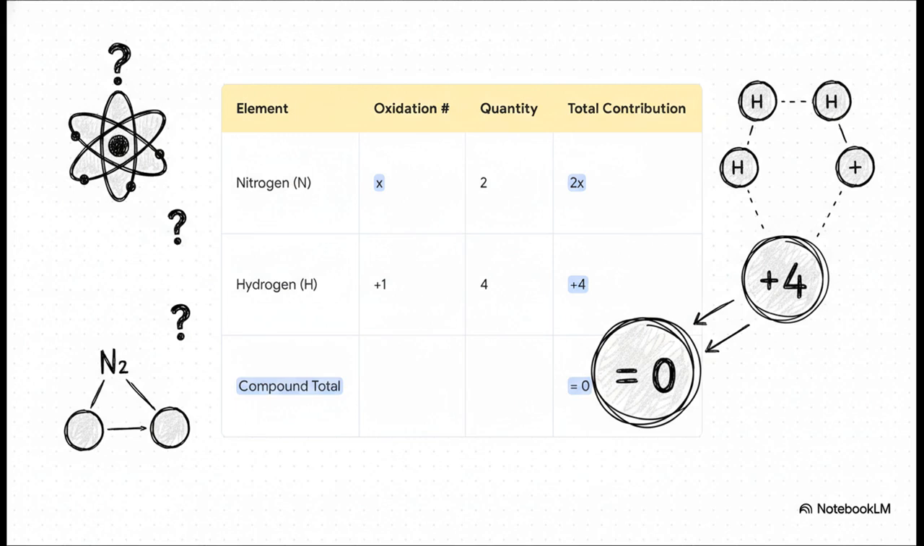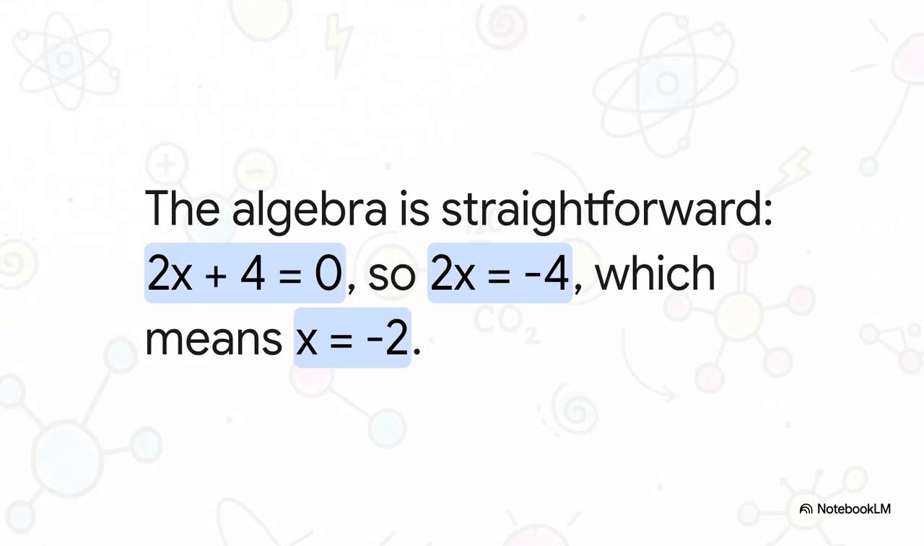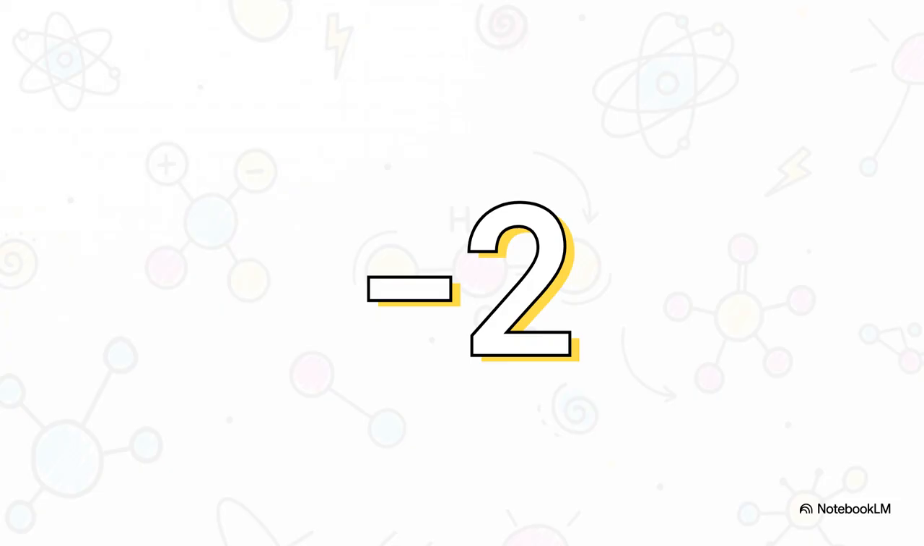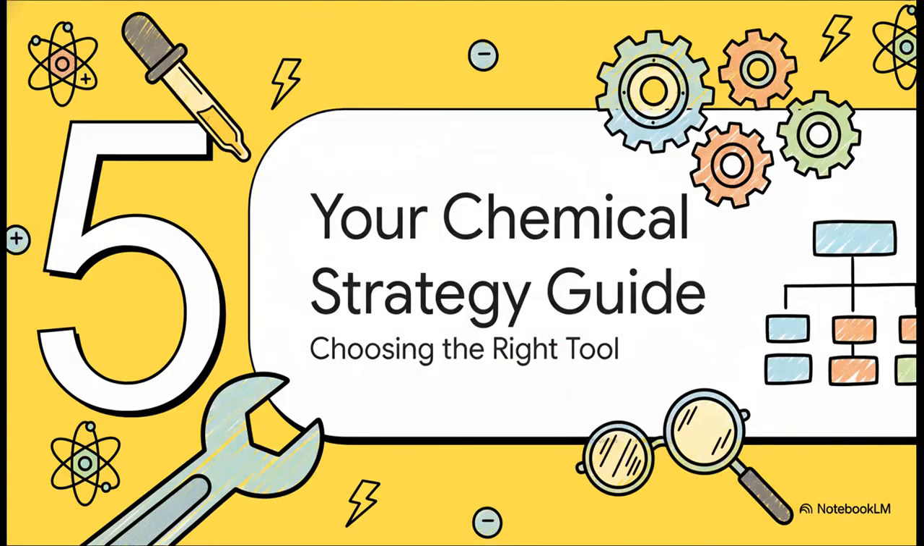Now we just apply our most important rule. The sum of all of this has to equal 0. So that gives us a super simple equation to solve. 2x + 4 = 0. Okay, let's subtract 4 from both sides, which gives us 2x = -4. Then just divide by 2, and we find out that x equals -2. And there's our answer. The oxidation number for each of those individual nitrogen atoms in this molecule is -2. See? The algebraic method worked perfectly. So, we've just seen 2 different problems, and we used 2 completely different tools to solve them.